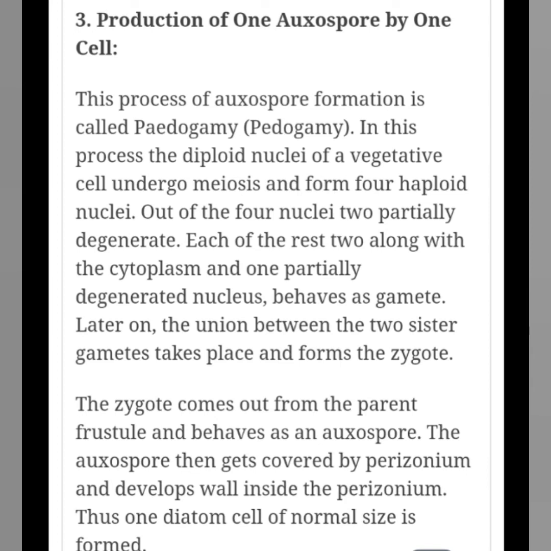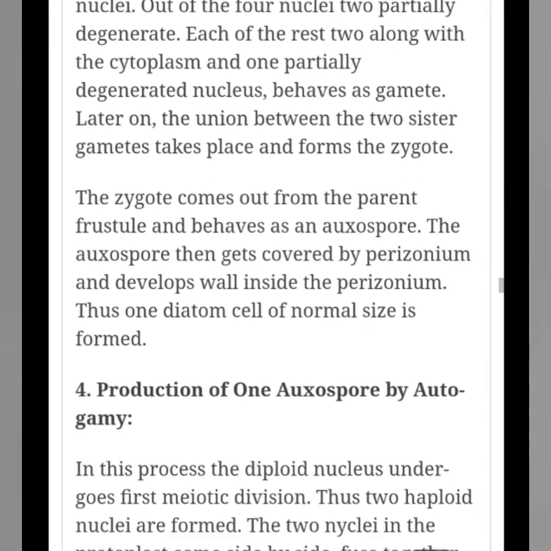The process is the same as in the case of the first two that we have already studied. Here I did not show any diagram, but just for you to remember how only one auxospore is produced by only one cell: when the nucleus undergoes meiosis to form 4 haploid nuclei, 2 nuclei degenerate and 2 nuclei function as gametes, and they unite to form a zygote.